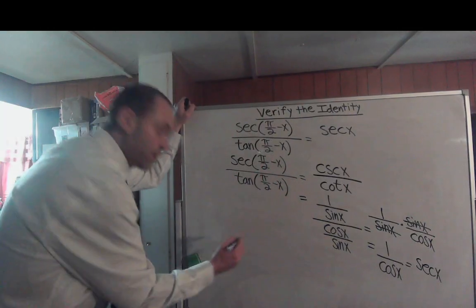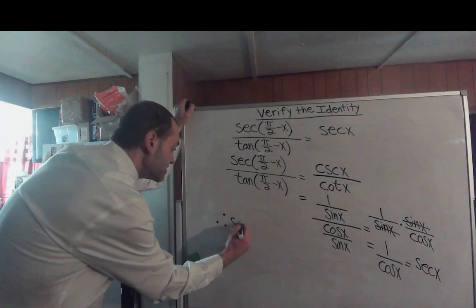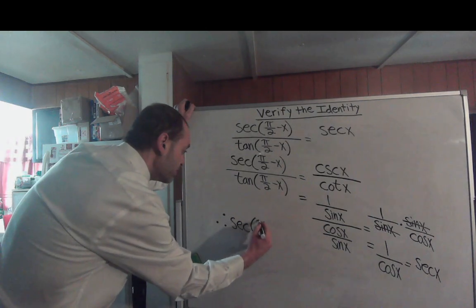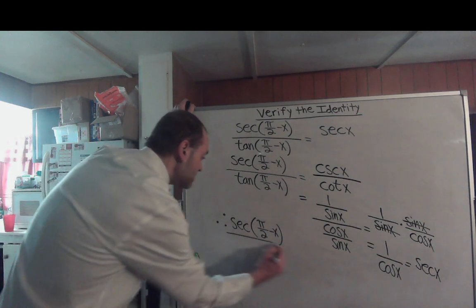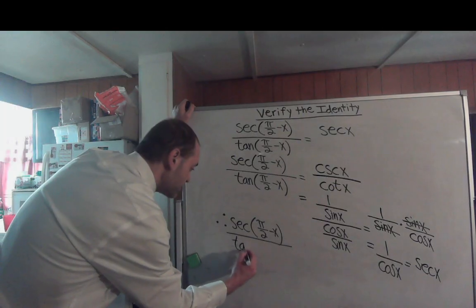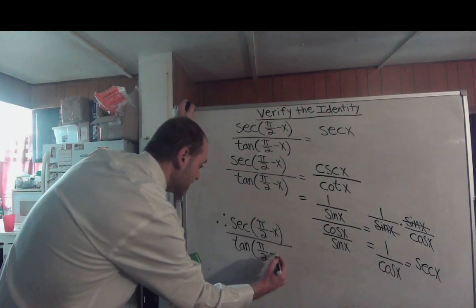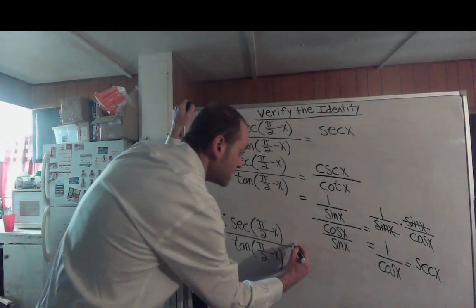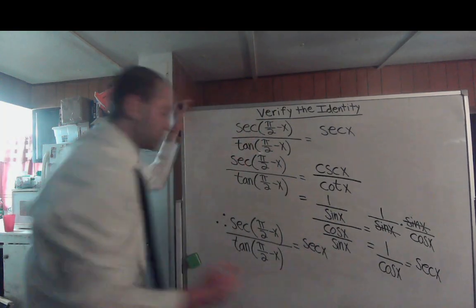So we've just verified this identity. So therefore, the secant of the quantity of pi over 2 minus x divided by the tangent of the quantity of pi over 2 minus x is equal to the secant of x.